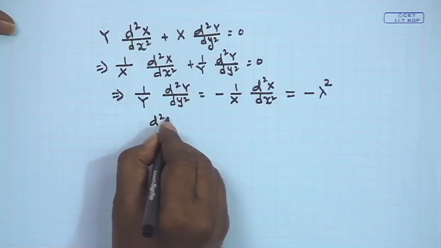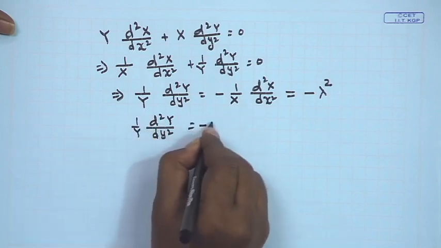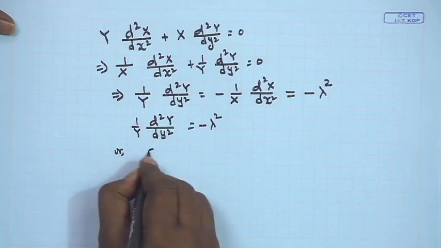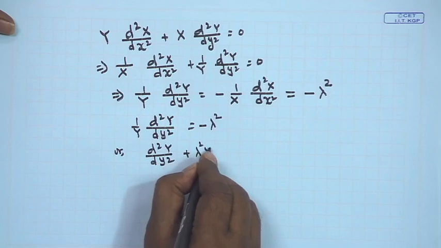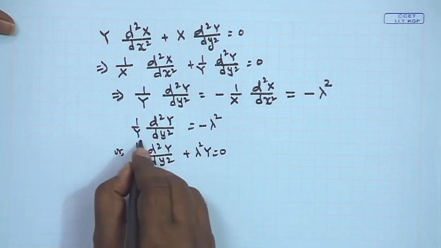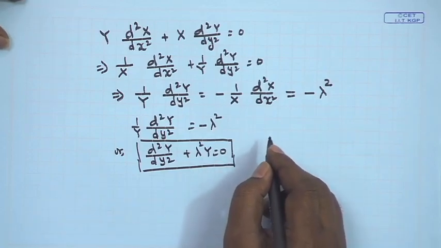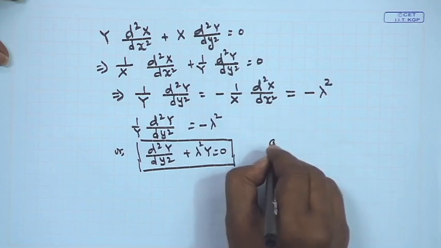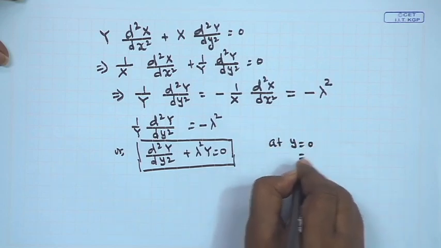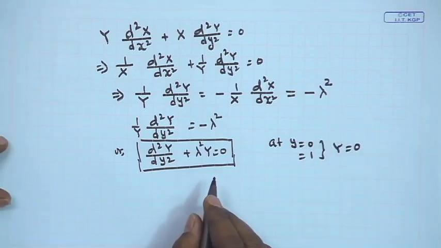So, we formulate the eigenvalue problem in the y direction: 1 over y d square y dy square is equal to minus lambda square, or d square y dy square plus lambda square y is equal to 0. So, this is the eigenvalue problem that we formulate in the y direction, and the boundary conditions are also satisfied by the original boundary condition in the y direction, that at y is equal to 0 and y is equal to 1, capital Y is equal to 0. And we have already seen the solution of this.